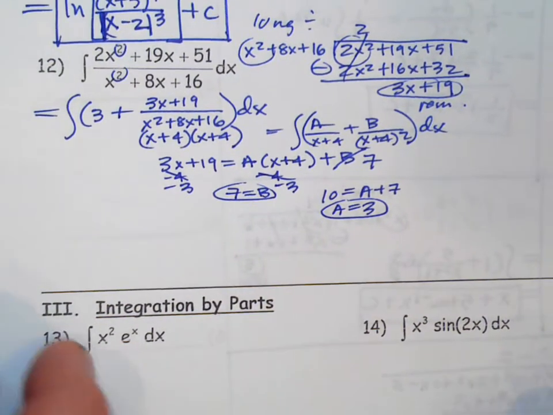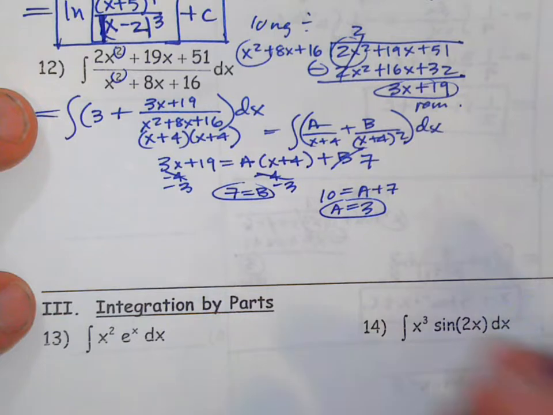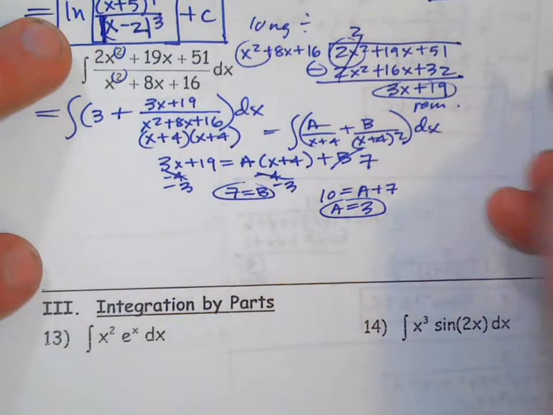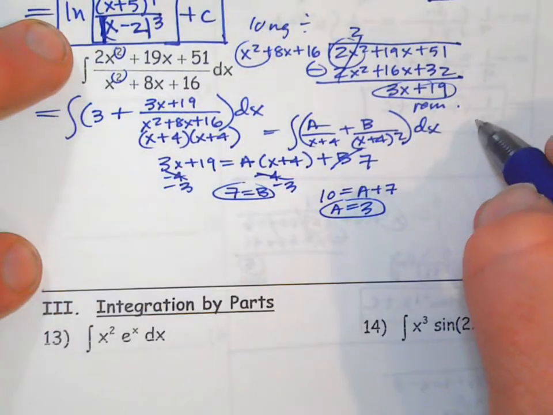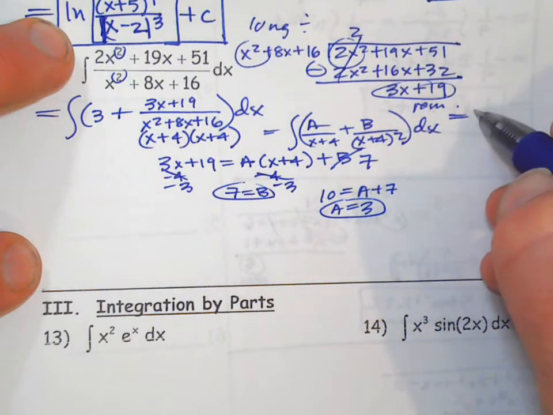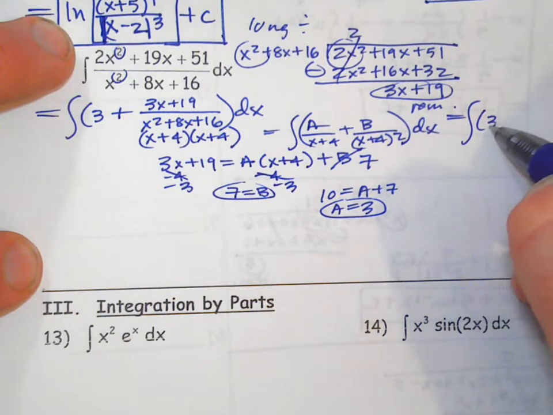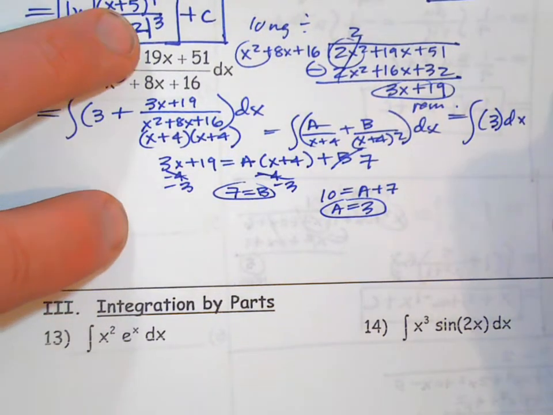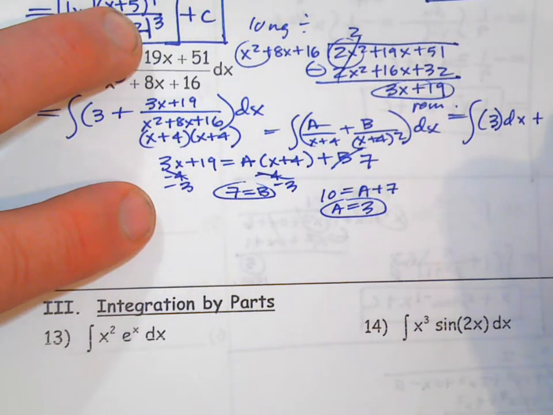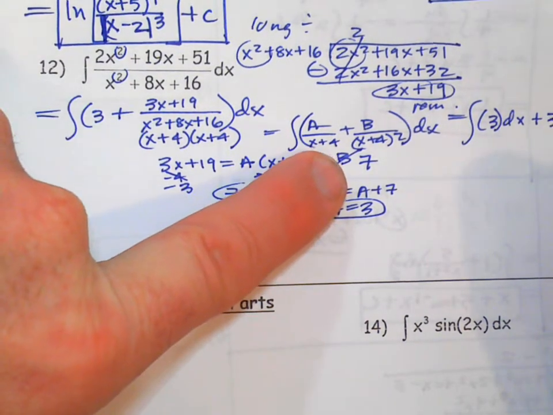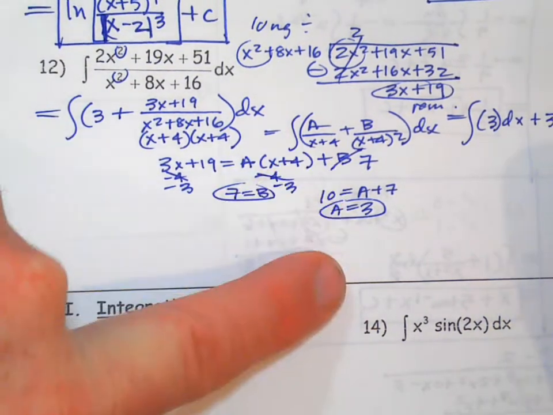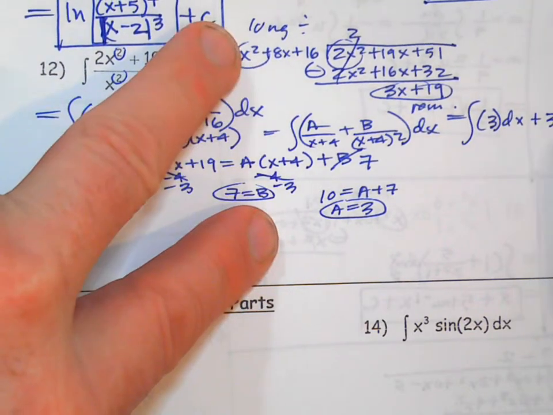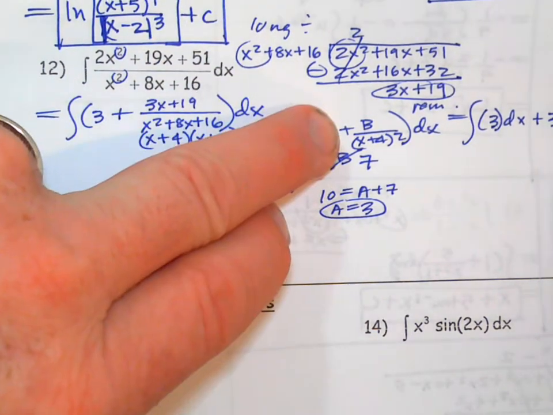So we're going to rewrite it now. Kind of running out of room. Right over here, this is the integral. We have the 2 still. And then, I guess we could just break that up. 2 dx plus 3 dx over x plus 4 plus 7 dx over x plus 4 squared.